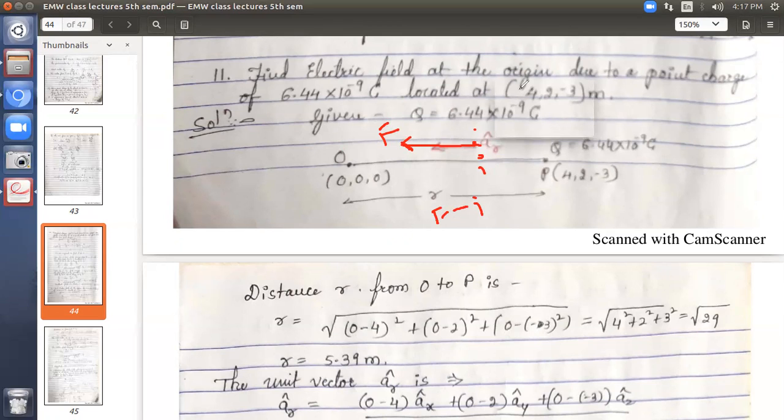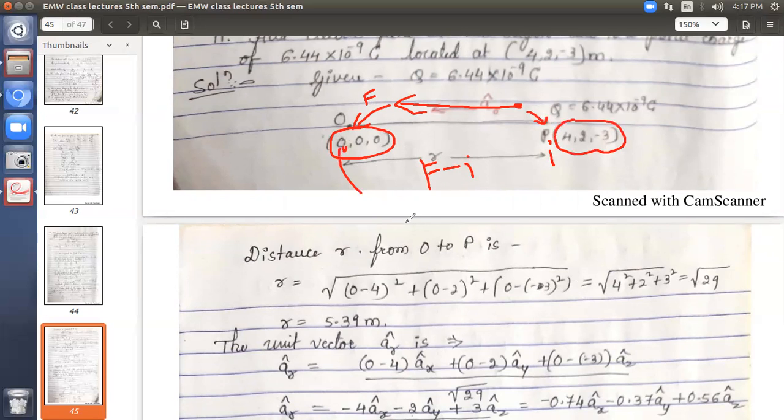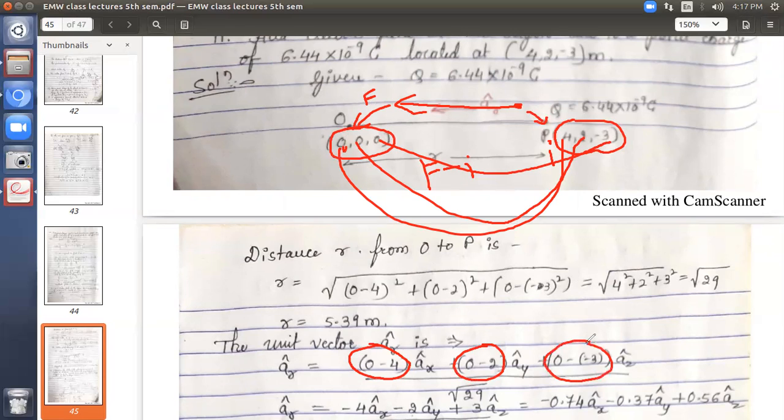OK, let's try that. If I do that, the arrow is in this manner. So this end point is the initial value, and this point is the final value. So what we need to do is final value minus initial value. Final value here is 0, 0, 0, and initial value is 4, 2 and minus 3. So F minus I means 0 minus 4, 0 minus 2, 0 minus of minus 3. The same thing I have written here. You can observe 0 minus 4 into AX, 0 minus 2 into AY, 0 minus of minus 3 into AZ.